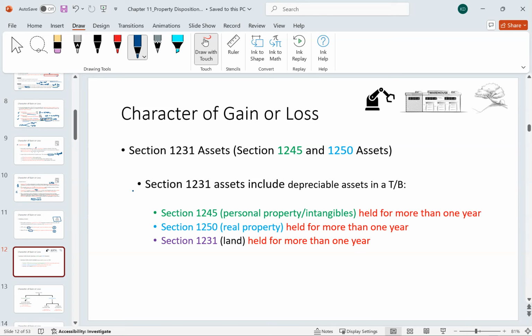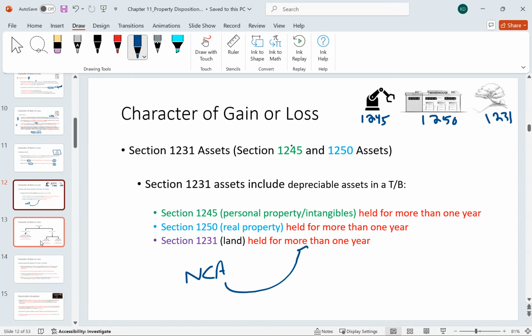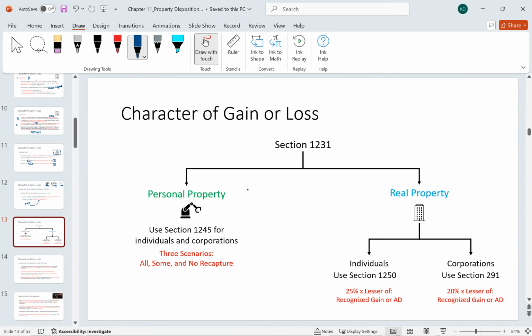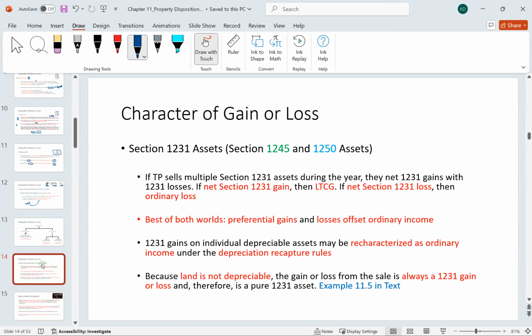Then when we talk about 1231 assets, we said that it's 1245, personal property and tangibles, 1250 real estate, and then they have something called true 1231, which is land. Generally, we're talking about non-current assets in a business, non-current because we've held them for more than 1 year. One of the things we have to be aware of, which we'll talk about on the next slide, is something called depreciation recapture.